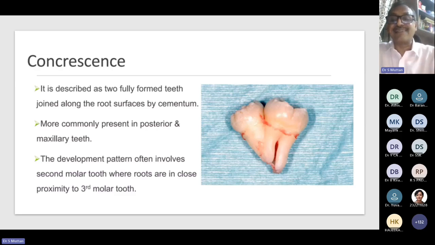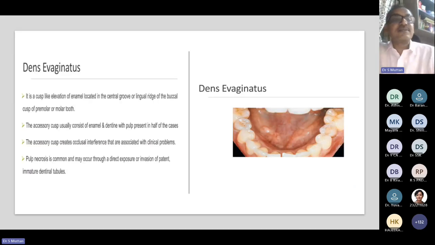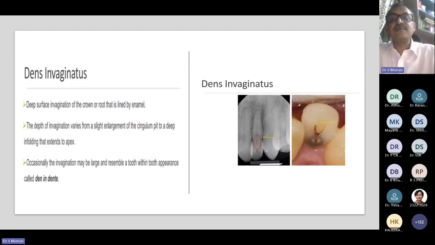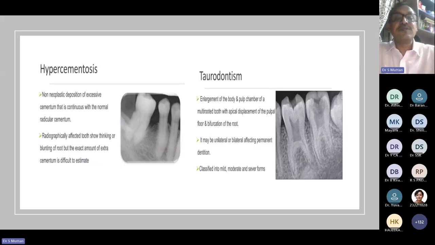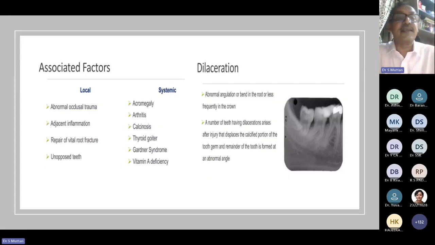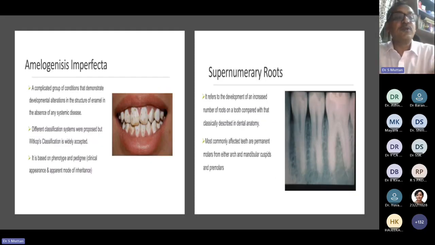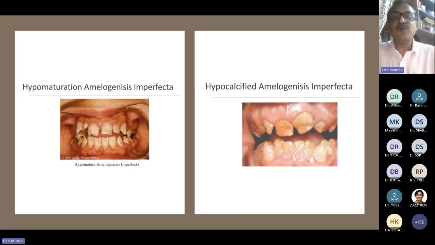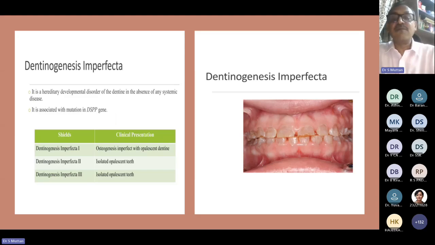Then concrescence, it looks like a crescent shape, concrescence. Then evaginatus, both in and out. Then hypercementosis, then taurodontism, which means the root has an enlarged body, enlarged pulp, bigger, the area has increased. Then you have local systemic problems, supernumerary, hypomaturization, hypocalcified, these are all imperfections. A lot of imperfections are there. There are imperfections type 1, type 2, type 3.